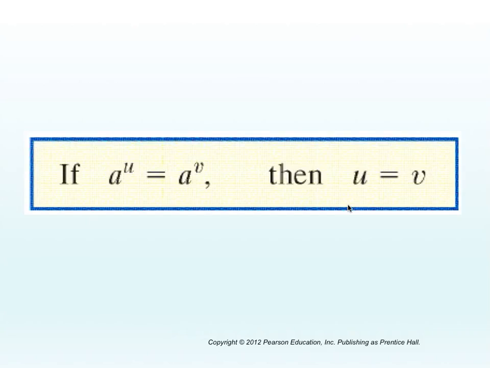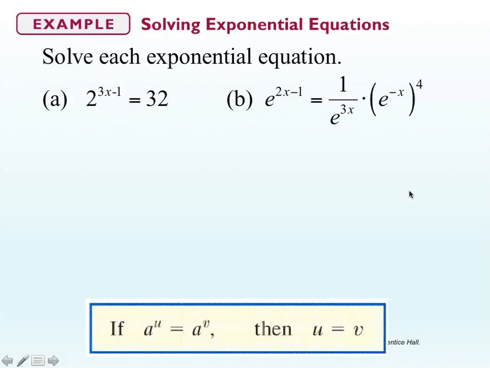Okay, now one kind of important property is that if you have a to the u power equal a to the v power, then we know that u has to equal v. So we're going to solve some simple exponential equations in this section, and then later in the chapter we're going to do some that are a lot nastier looking. But let's start with this one right here.